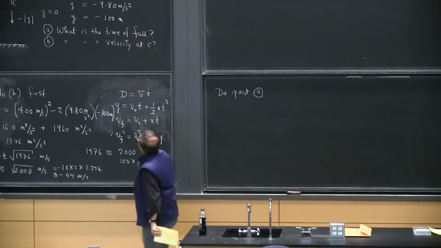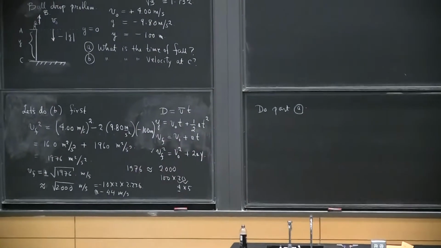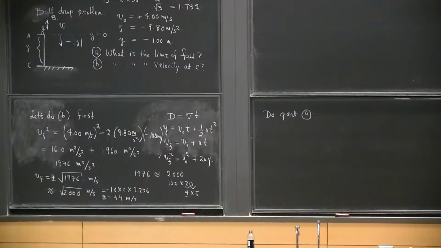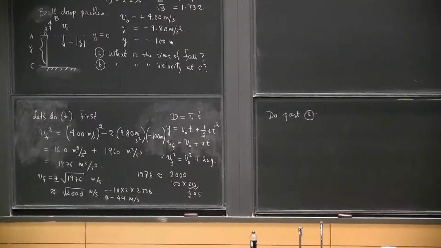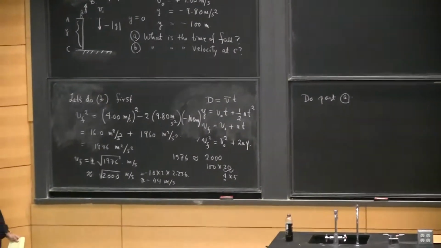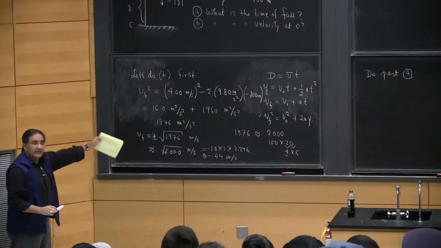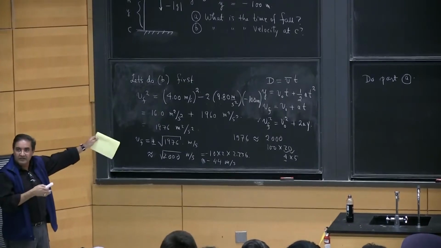Part A of the problem is, what is the time of fall? This is an interesting problem because time of fall here incorporates both the upward motion, stop, and the downward motion. So time of fall is the full flight time. Let us see if what we know is good enough to give that answer in one shot.